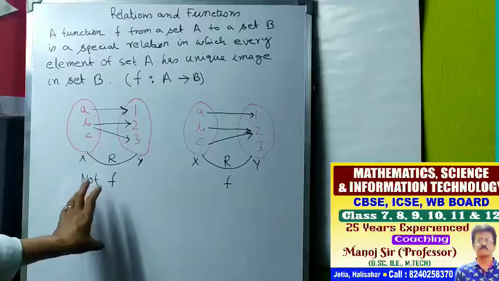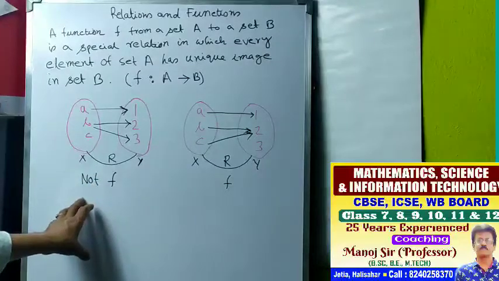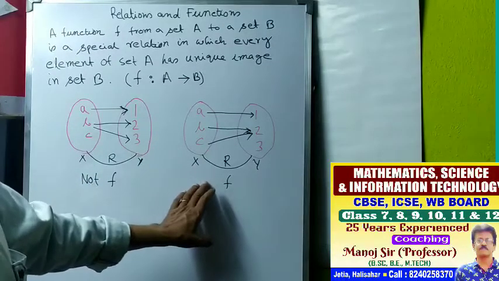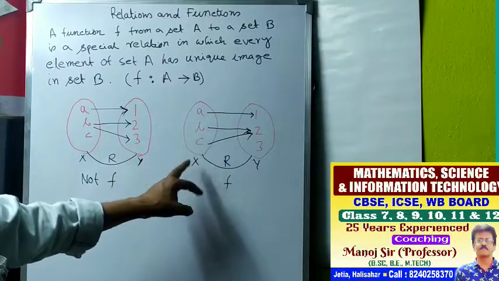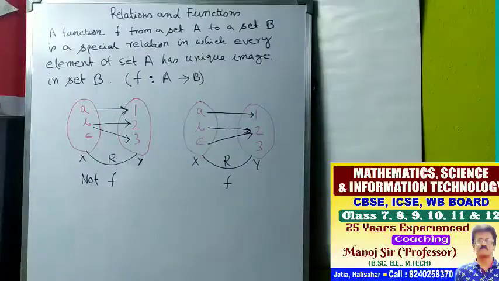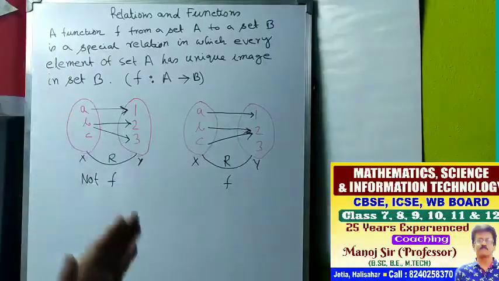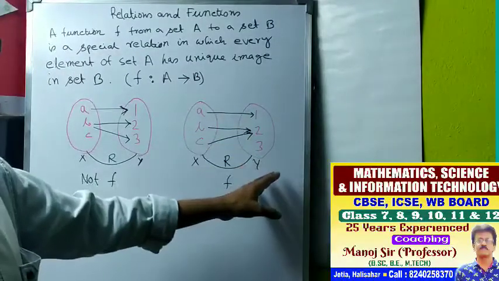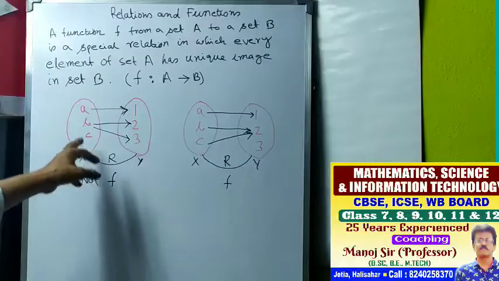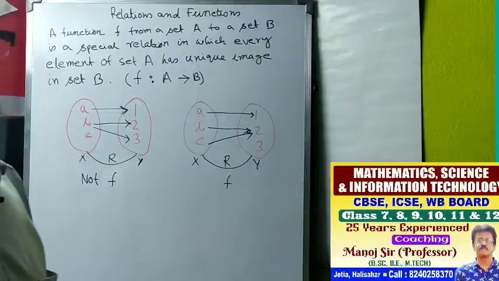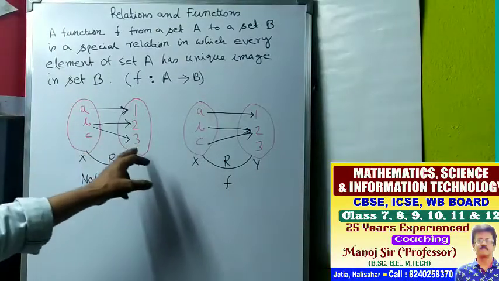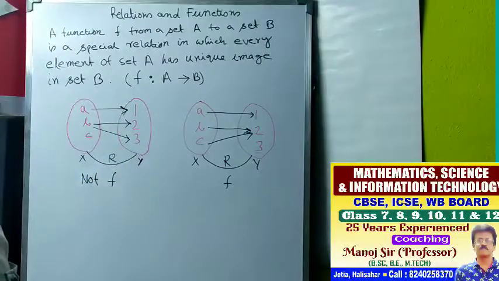We can say this is a function because all the elements of set X have an image in set Y. But here we see that the element C has no image in the set Y.